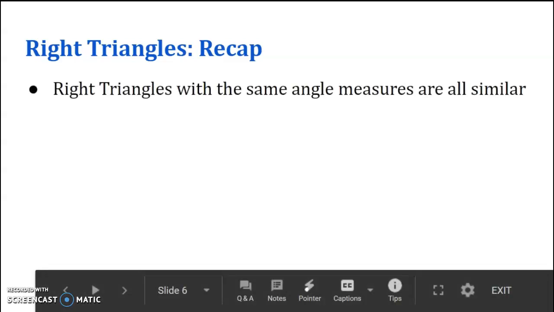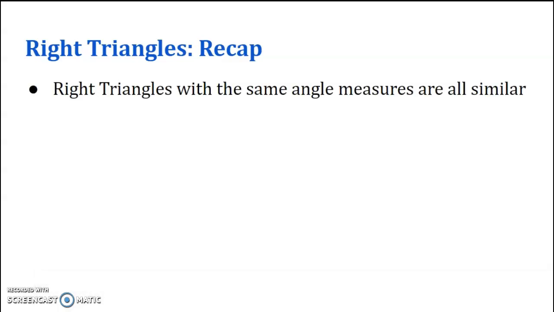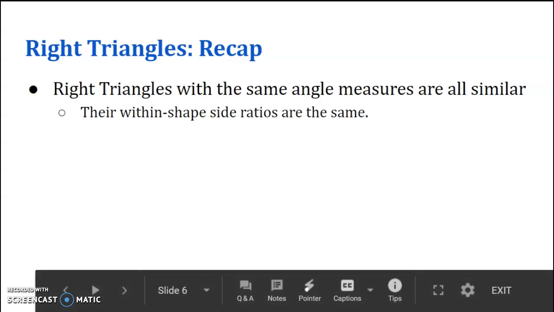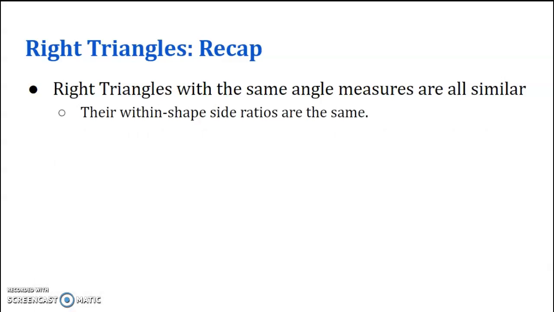Let's just quickly recap what we did last lesson. Right triangles with the same angle measures are always similar. That's the whole reason we could do the 45-45-90 degree triangle and 30-60-90 degree triangle ratios, because they were similar triangles. It was the same whether it was 10 degrees or 20 degrees or 30 degrees or whatever, they're all going to be similar, so the side ratios within the shape are the same.